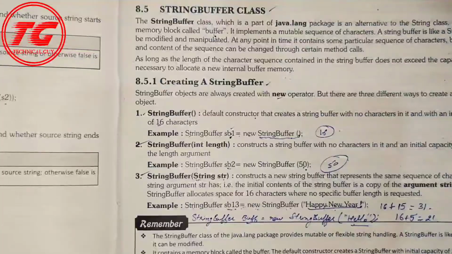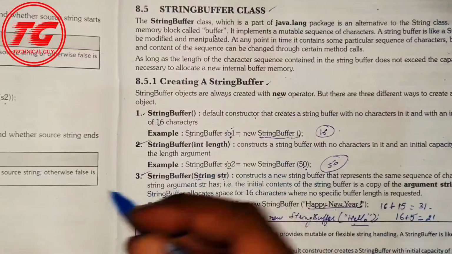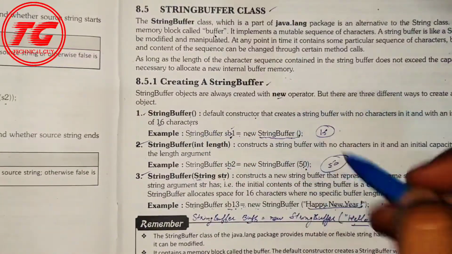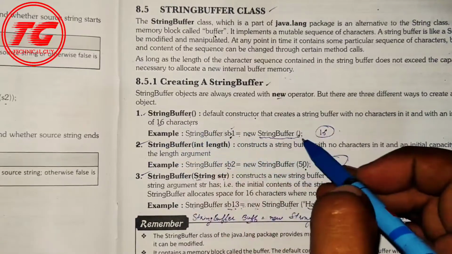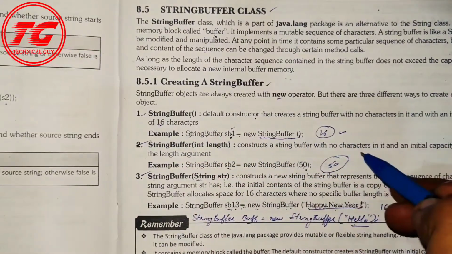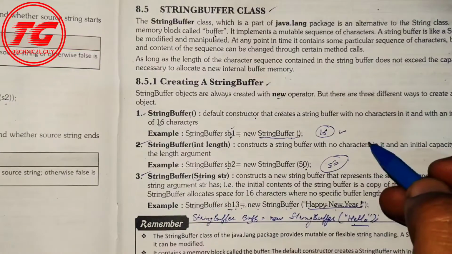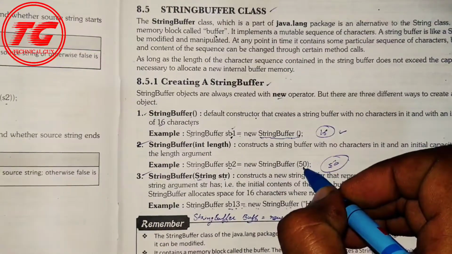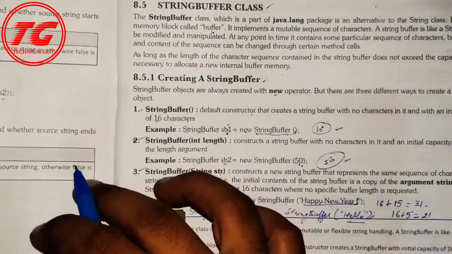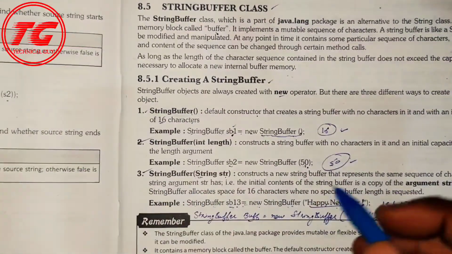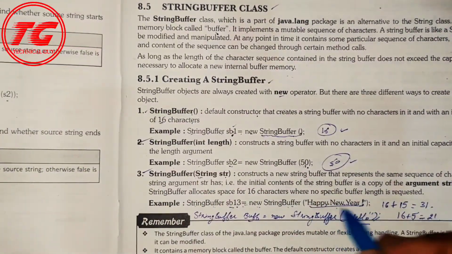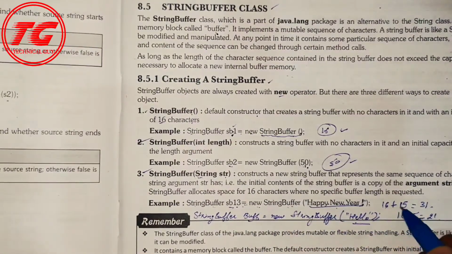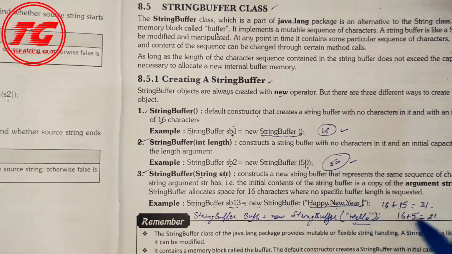So these are the points, and in the board examinations you will get questions on this also. If nothing is mentioned then the capacity of the buffer will be 16 characters. If a numeric type argument is given, then that will be the capacity of the string buffer. If you have given a string for creating the string buffer, then the capacity will be 16 plus the length of the string given.